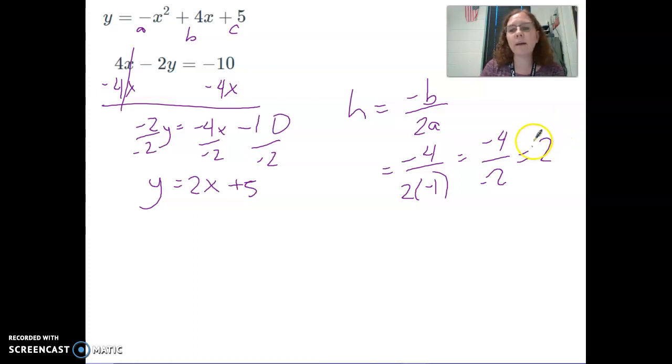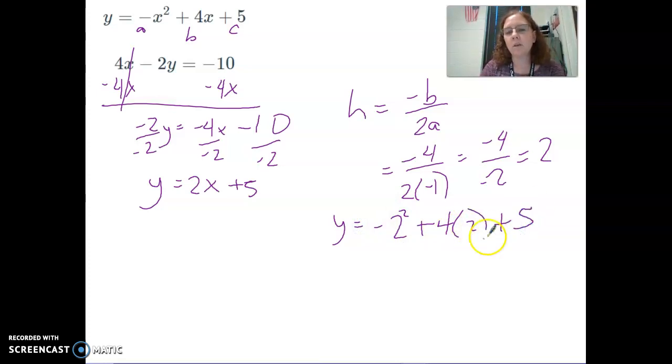So to find the y value, I'm going to take this 2, and I'm going to substitute here for both of the x's to find the y that goes with it. So negative 2 squared plus 4 times 2 plus 5.